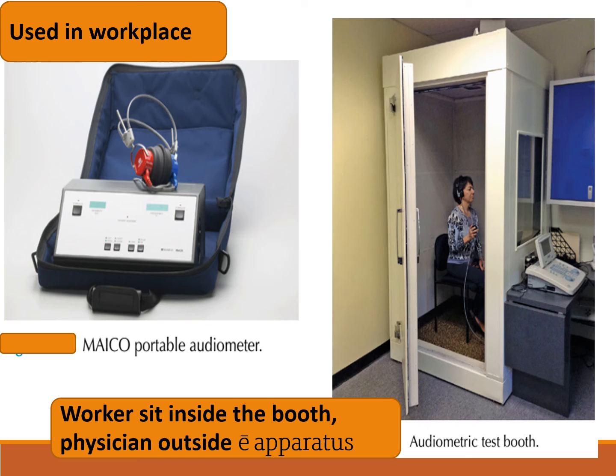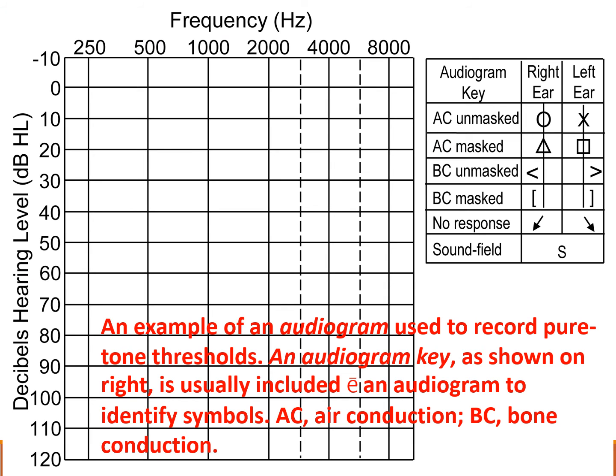This graph shows on the left side a portable audiometer, which is used in factories, and on your right side is the audiometric test booth. The worker sits inside the booth and the physician outside with the audiometer. This graph shows an example of an audiogram used to record pure tone threshold. An audiogram key, as shown on right, is usually included with an audiogram to identify symbols.